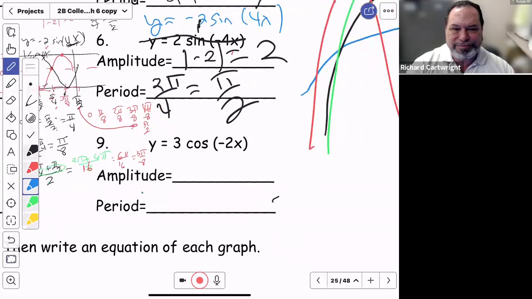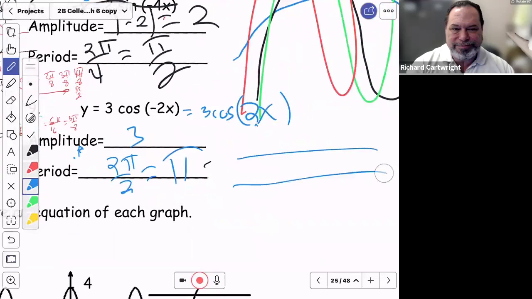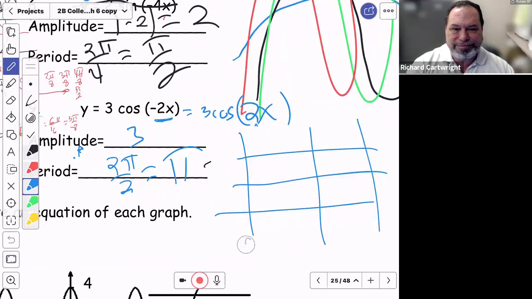Amplitude. What I'm going to do is rewrite this problem as y equals 3 cosine of 2x. Don't worry about the negative. Look at that. Amplitude is 3. Period is 2 pi over 2, which is pi. So if I graph this real quick and do two periods, look what happens. I'm starting at 0 because I'm not adding anything inside the parentheses. So that finishes in 2 pi here. In 0 to 2 pi, it finishes in pi. That means it actually finishes in the middle, at pi.